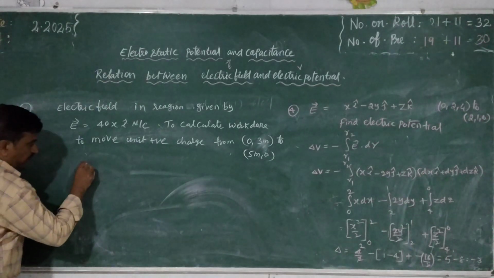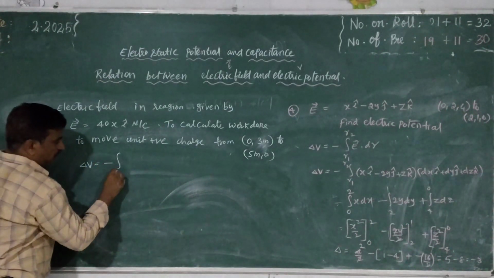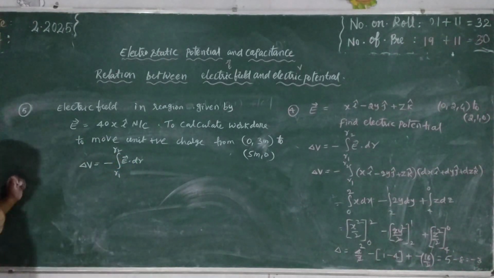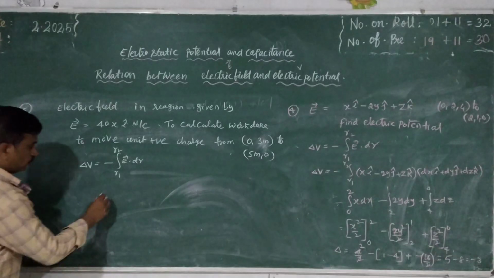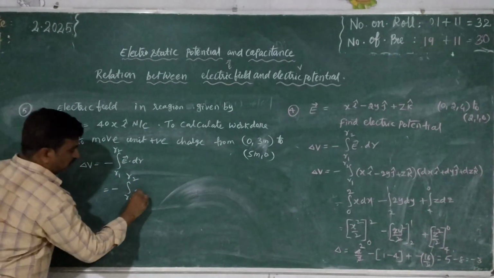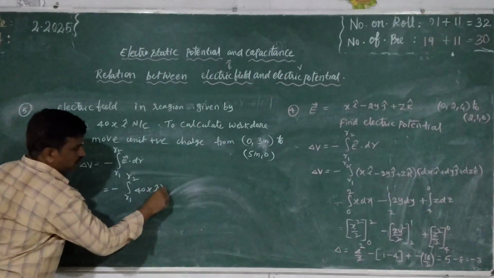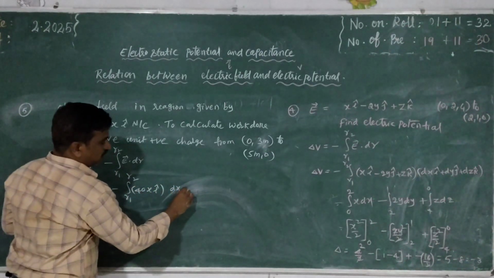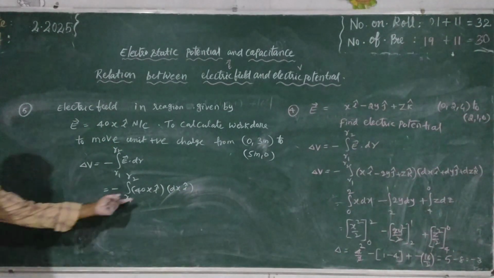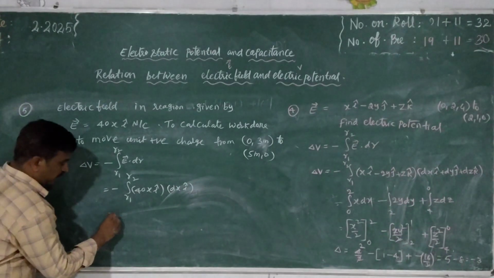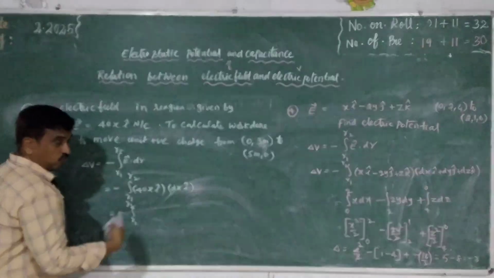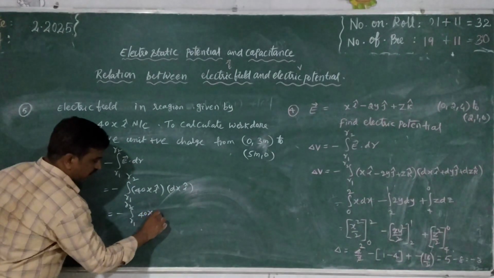For the potential, the formula is delta V equal to minus the integral from R1 to R2 of E dot dr. E here has only an x component, so we can write minus the integral from R1 to R2 of E, where E is 40x I cap. And dr is dx I cap, dy j cap, dz k cap. The j and k terms are not there, so what we get is minus the integral from R1 to R2 of 40x dx, since I dot I is 1.